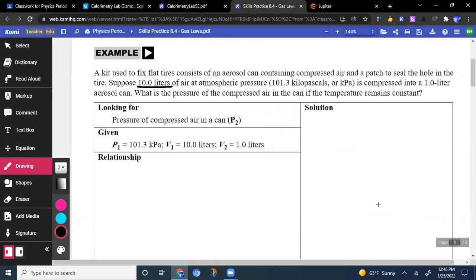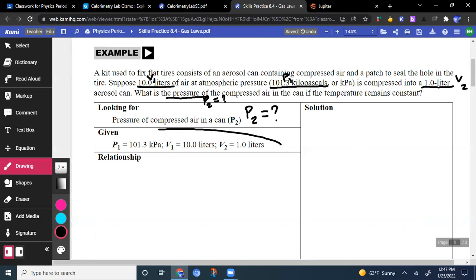We are given 10 liters. Liters is volume. That's the first volume listed. We'll call that V1. Kilopascals measures pressure. That's the first pressure listed. We'll call this P1. Into a 1 liter container, that's the second volume listed. And we're looking for the second pressure at a smaller volume. So P2 is the question. You can see that P1, V1, and V2 have all been given here.